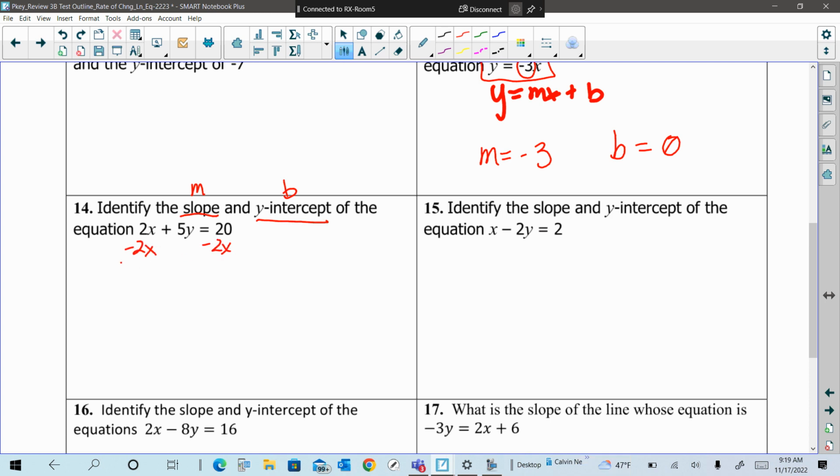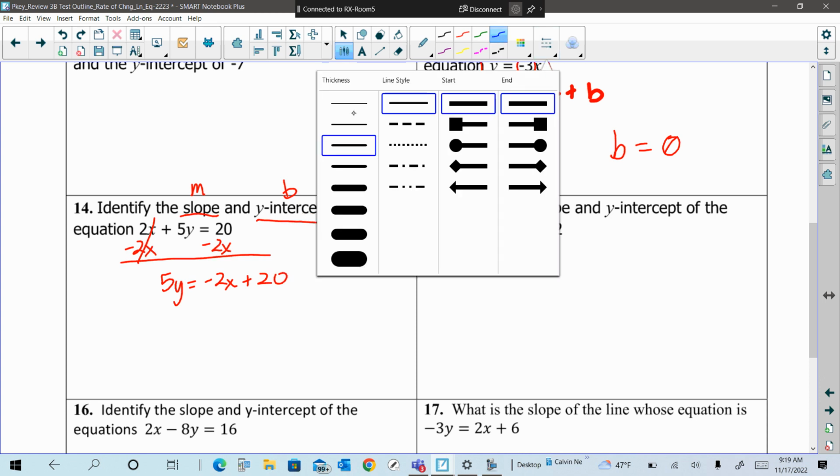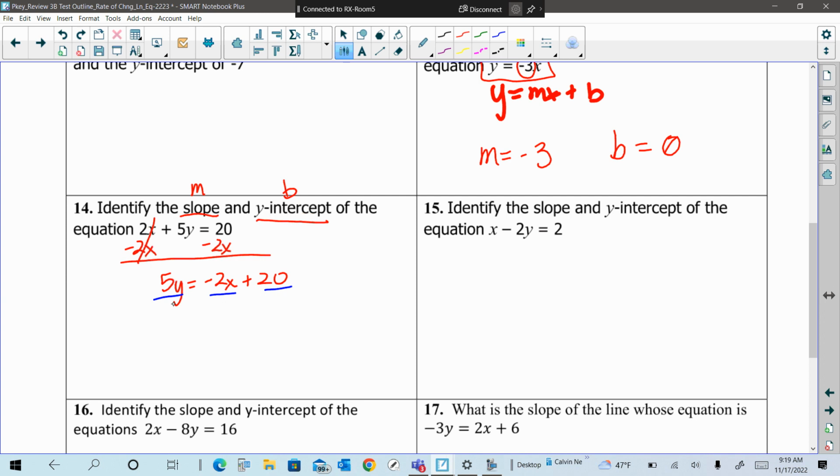Minus the 2x on both sides of the equal sign. 5y equals -2x plus 20. Divide by 5. It would mean y equals... divide everything by 5, okay? y equals -2/5x plus 4.